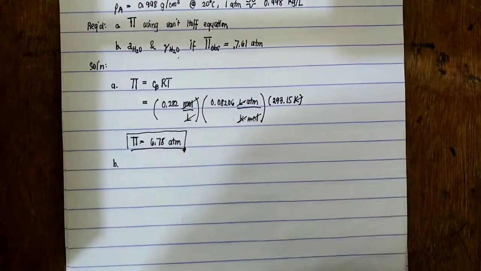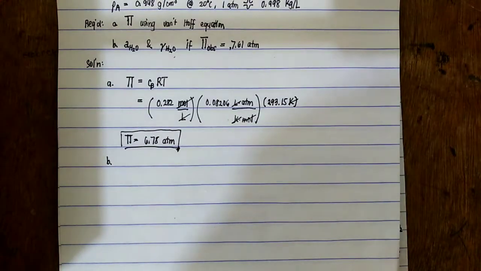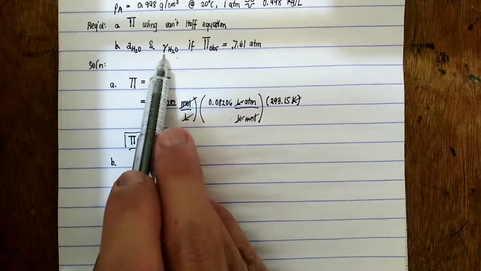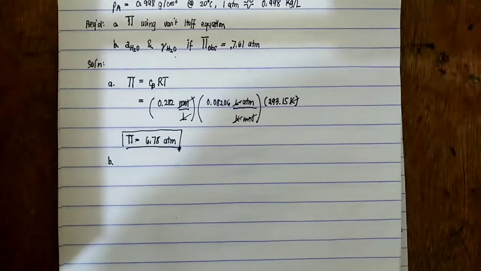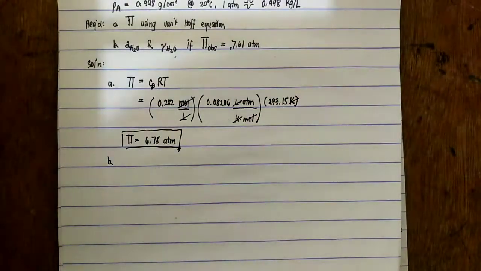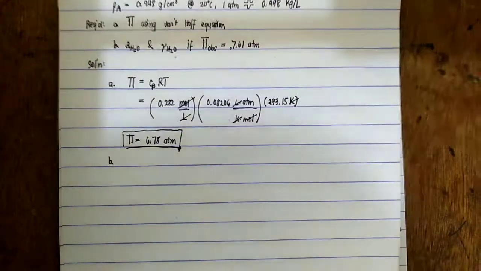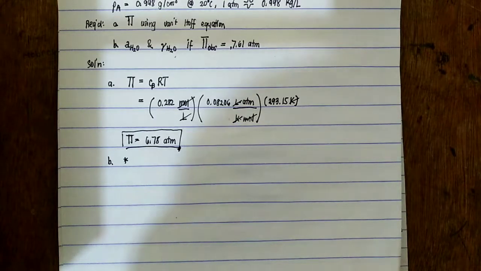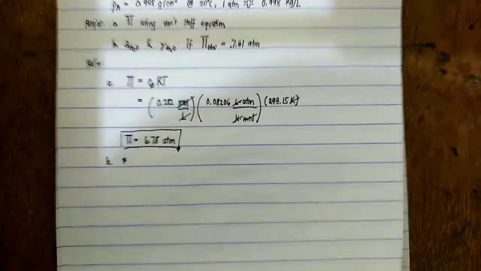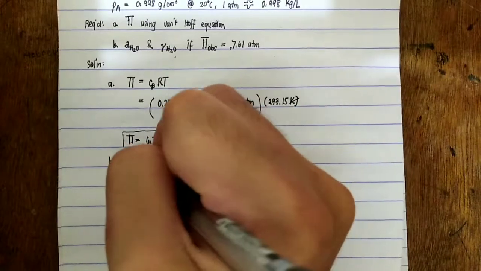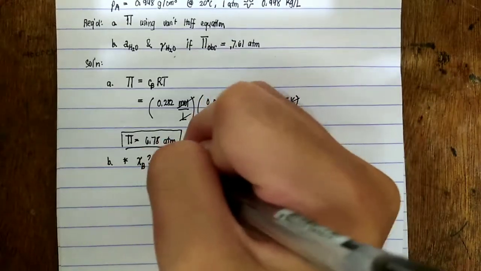Now for letter B, we're trying to find the value of the activity and the activity coefficient of water. Small letter a here represents the activity of our water, and gamma here is the activity coefficient. Given that it is observed that the osmotic pressure is actually 7.61 atm. Now for this one, we need to be able to compute first the mole fractions of our solute and also our solvent in our solution. So we have to now find X sub B and also X sub A.